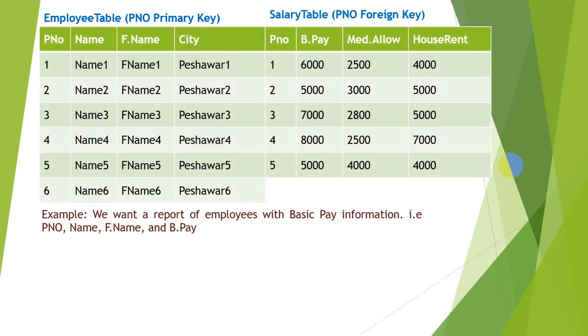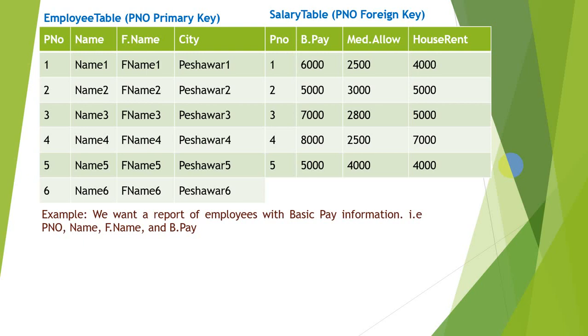Let us take an example. We want a report of employees with basic pay information, that is person number, name, father name, and basic pay. From the employee table, we want person number, name, and father name, while from the salary table, we want only the basic pay field. So in this scenario, we have to combine these two tables. To combine them, we need a primary and foreign key, which is available in both tables and is common.